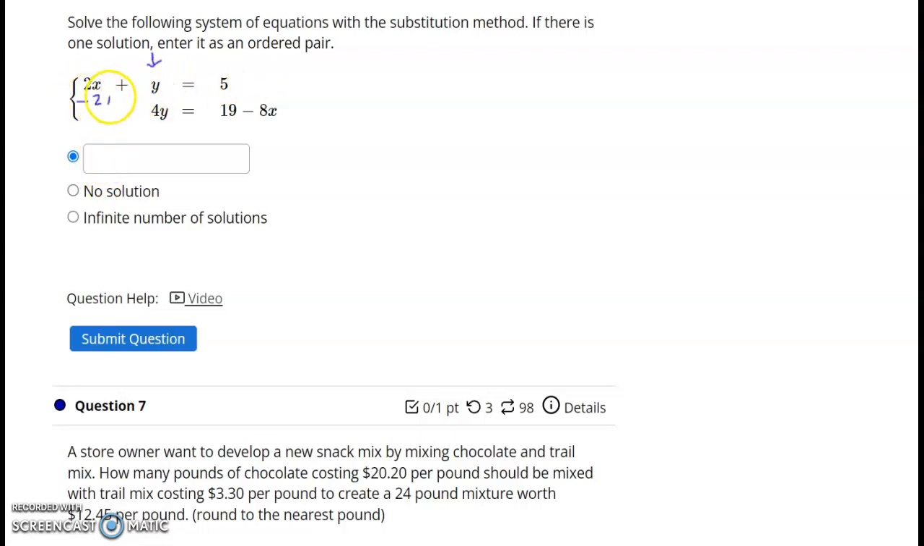So I'm just going to subtract 2x from each side. And now we'll have y equals 5 minus 2x, or you could even write it as negative 2x plus 5. You can rewrite it, just make sure the sign stays the same in front of each term. So negative 2x plus 5 or 5 minus 2x.